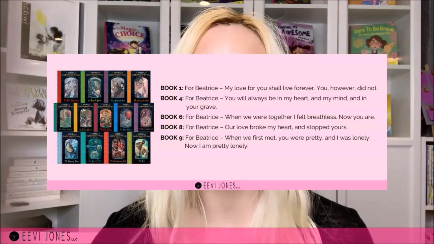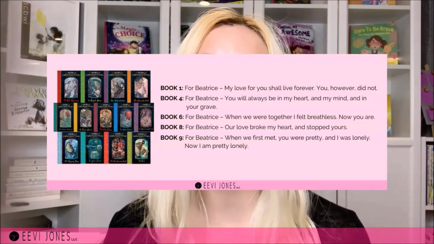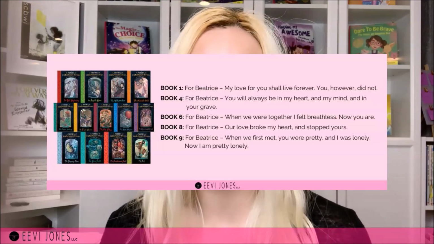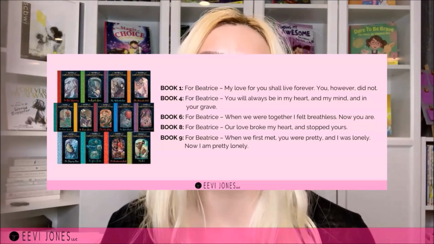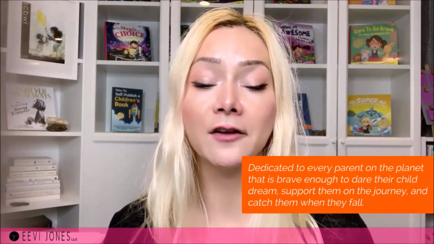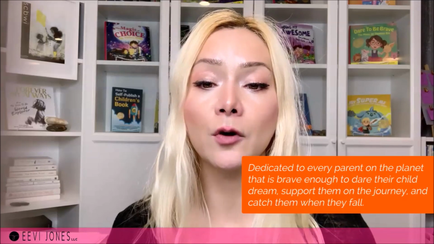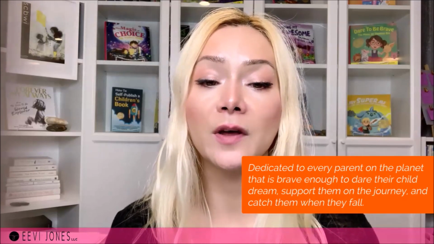So each book in the series holds a 1 or 2 line dedication that is almost like a mini story in itself when all put together. Now a more inspirational or inspiring dedication is this one right here. Dedicated to every parent on the planet that is brave enough to dare their child's dream, support them on their journey, and catch them when they fall.